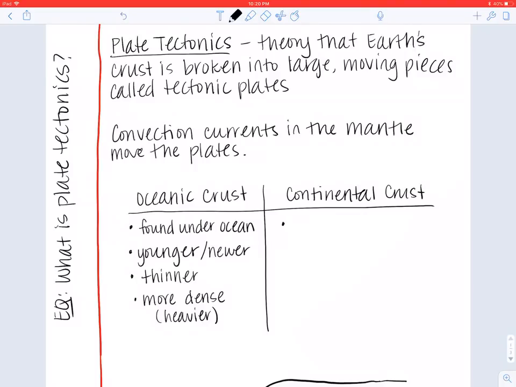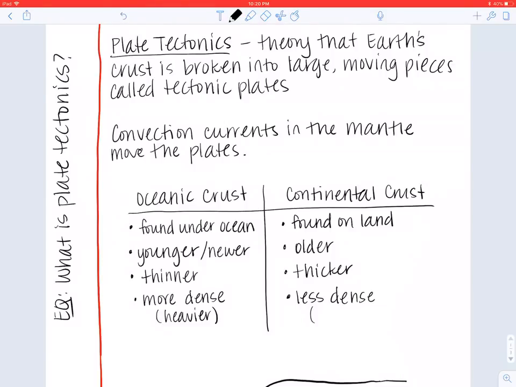If we look at continental crust, it is found on land. So that would be all land as part of continental crust. Continental crust is older. It is thicker. And it is less dense.